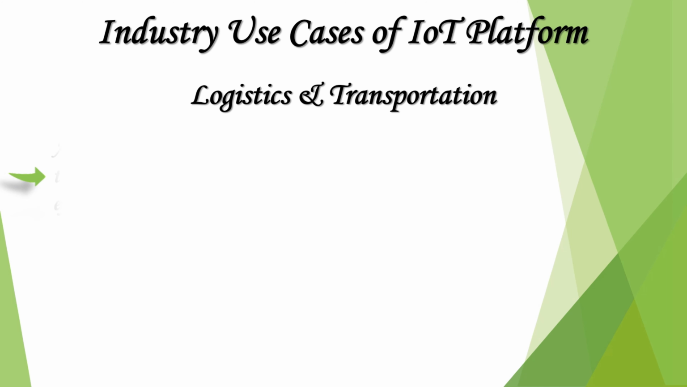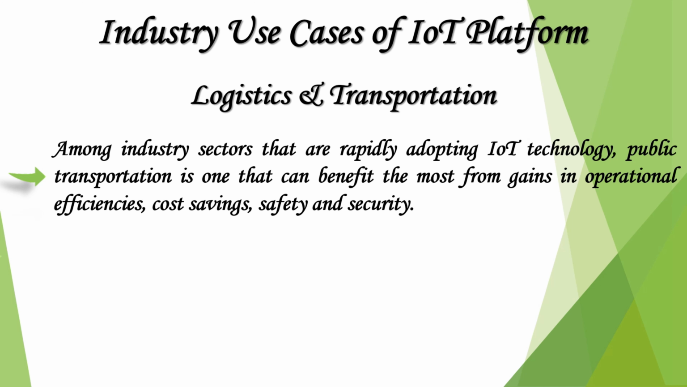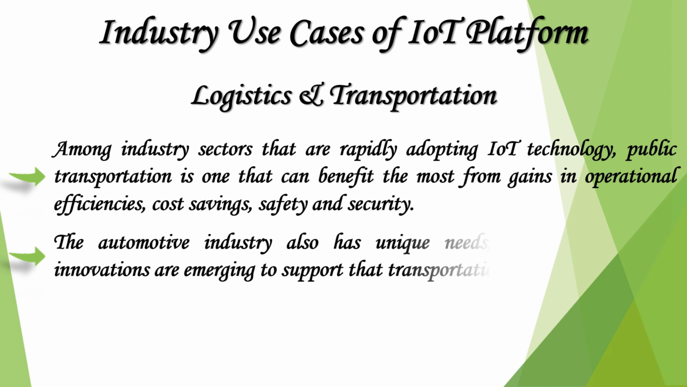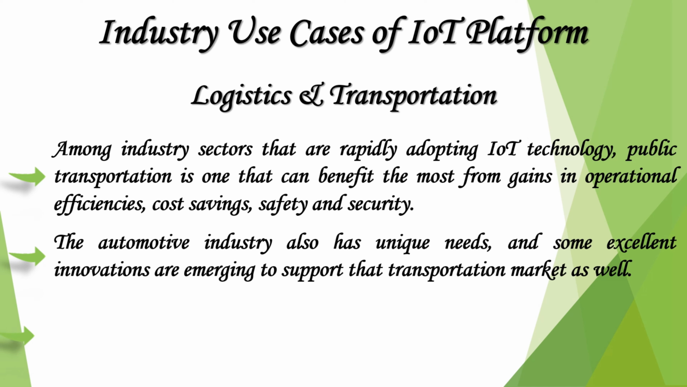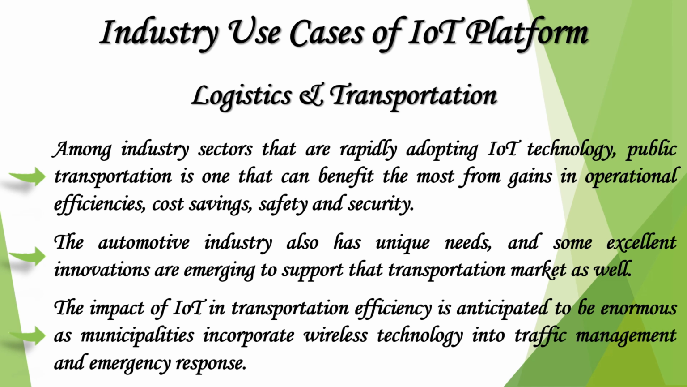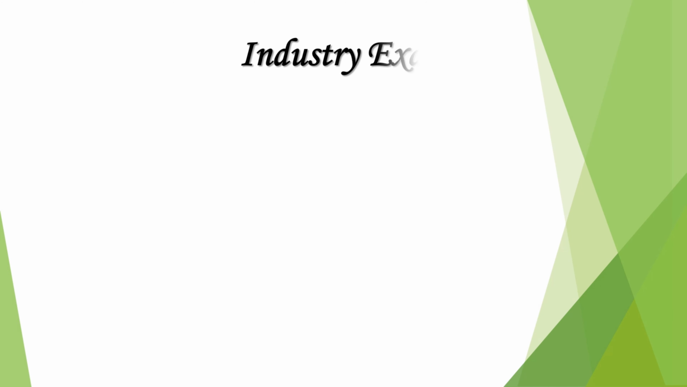Logistics and transportation. Among industry sectors that are rapidly adopting IoT technology, public transportation is one that can benefit the most from gains in operational efficiencies, cost savings, safety and security. The automotive industry also has unique needs, and some excellent innovations are emerging to support that transportation market as well. The impact of IoT in transportation efficiency is anticipated to be enormous as municipalities incorporate wireless technology into traffic management and emergency response. Industry example.